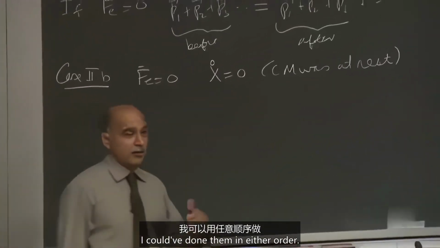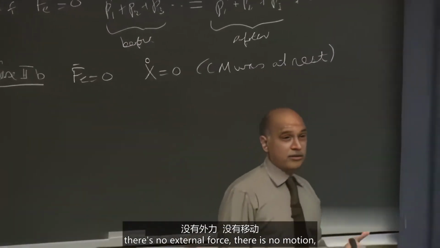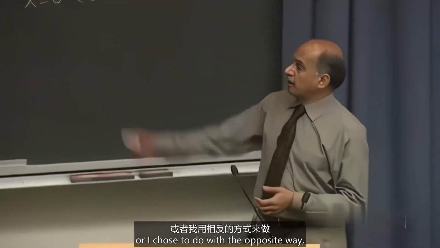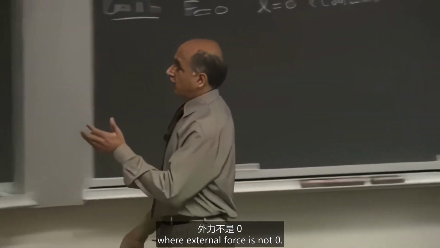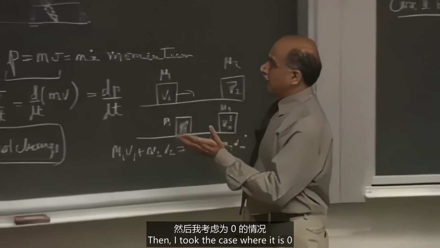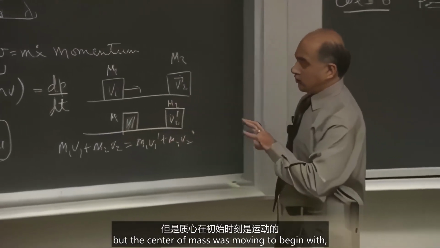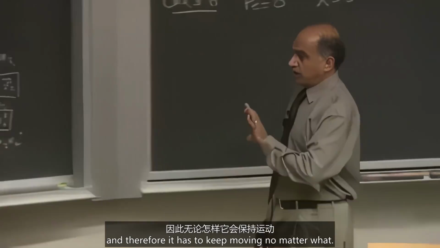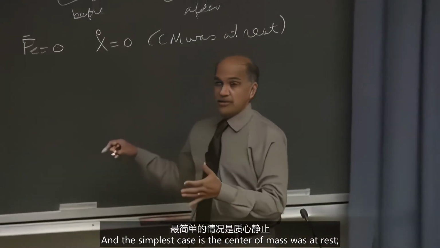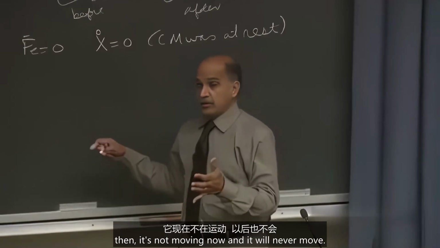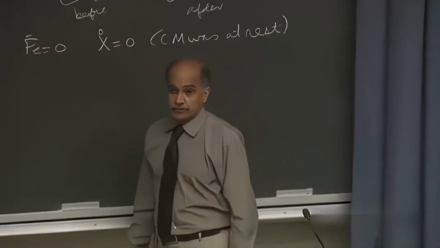I could have done them in either order. I can take the case where there's no external force, there is no motion, or I chose to do it the opposite way, where I took the most complicated case where external force is not 0. Then I took the case where it is 0, but the center of mass was moving to begin with, and therefore has to keep moving no matter what. And the simplest case is center of mass was at rest. Then it's not moving now, and it will never move.